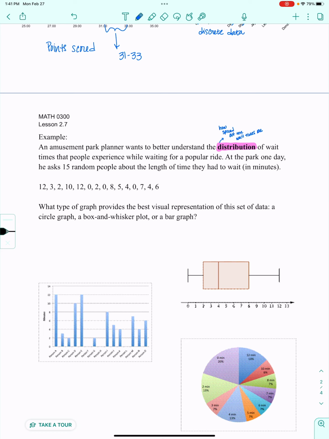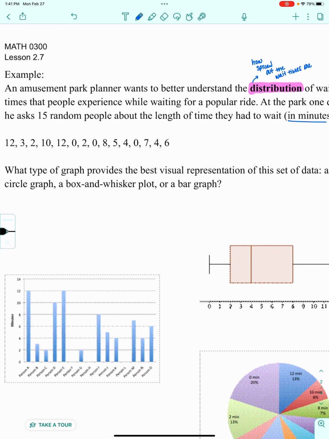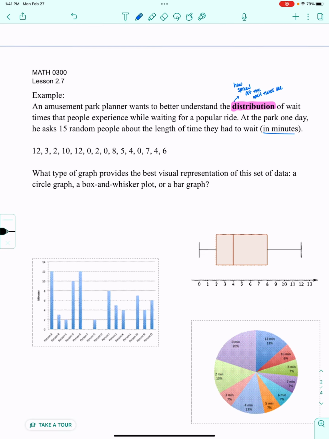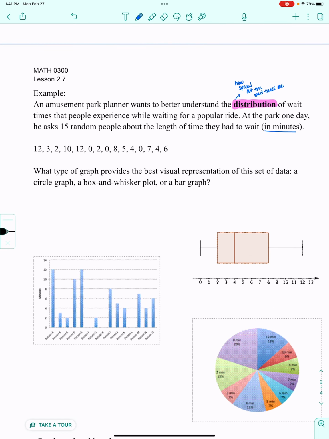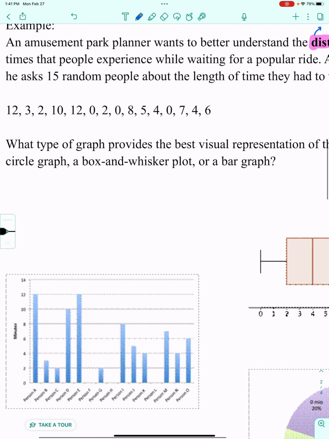So at the park one day, he asks 15 random people about the length of time they had to wait, and we're doing this in minutes. What type of graph provides the best visual representation of this data? A circle graph, a box and whisker plot, or a bar graph? So again, we are looking at how spread out the wait times are. So let's take a look at our graph.